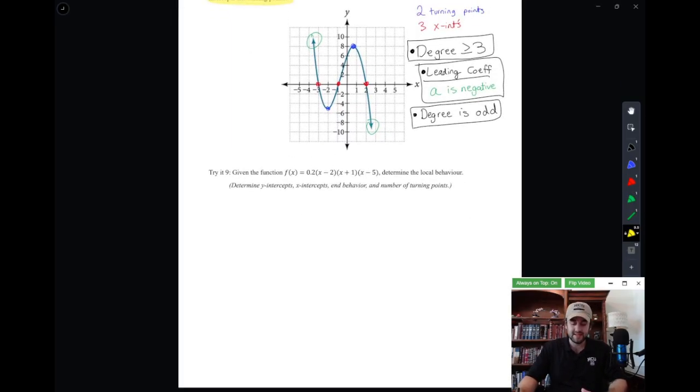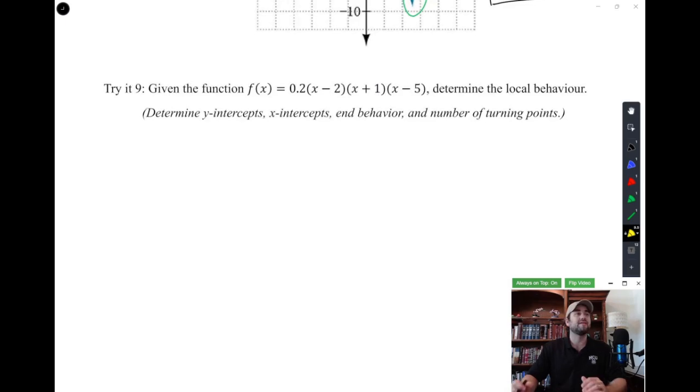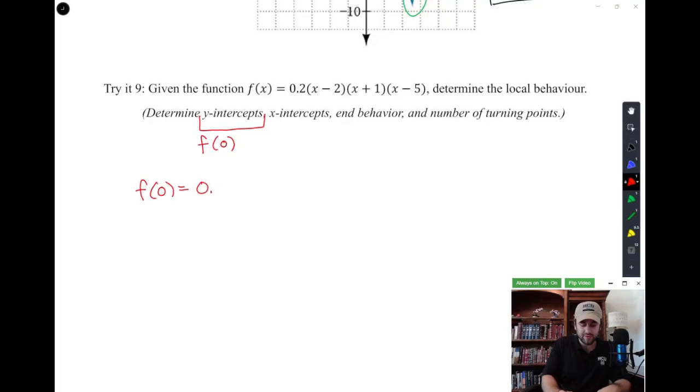All right, so last is just, here's a function. Let's find everything we can. So we'll do this carefully and a color at a time. So we've got y-intercepts being the first thing they ask us for. Remember, that is just f of 0. So we'll do that over here, and we'll say f of 0 equals 0.2 times negative 2.